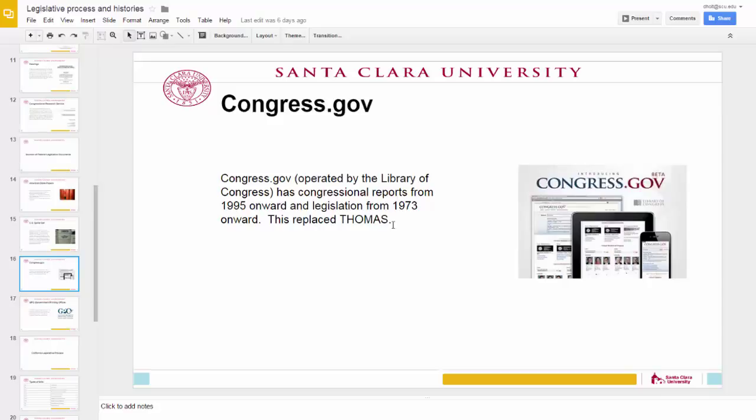As we move into the present, we now have electronic access to an array of legislative materials via a website that is operated by the Library of Congress called congress.gov. This used to be called Thomas, and that was deprecated not quite 2 years ago. It will contain congressional reports from 95 onward and legislation, meaning your public laws from 73 to present.